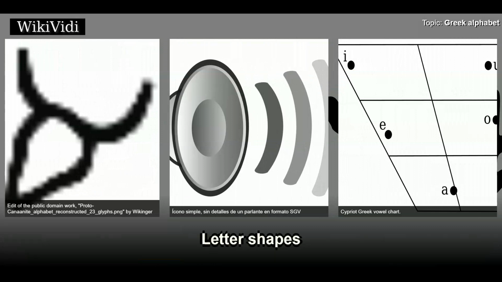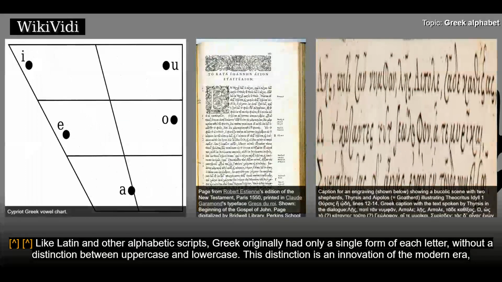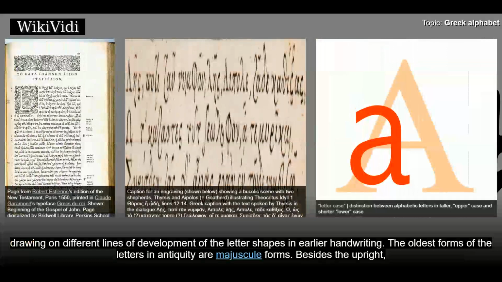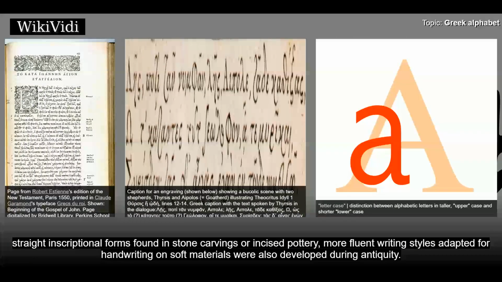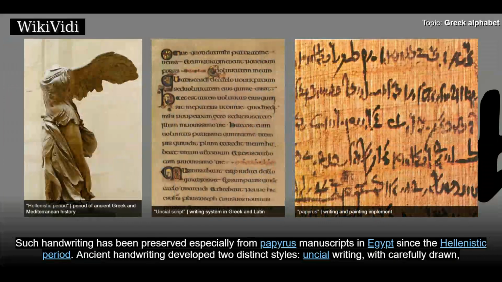Letter shapes. Like Latin and other alphabetic scripts, Greek originally had only a single form of each letter, without a distinction between uppercase and lowercase. This distinction is an innovation of the modern era, drawing on different lines of development of the letter shapes in earlier handwriting. The oldest forms of the letters in antiquity are majuscule forms. Besides the upright, straight inscriptional forms found in stone carvings or incised pottery, more fluent writing styles adapted for handwriting on soft materials were also developed during antiquity. Such handwriting has been preserved especially from papyrus manuscripts in Egypt since the Hellenistic period.